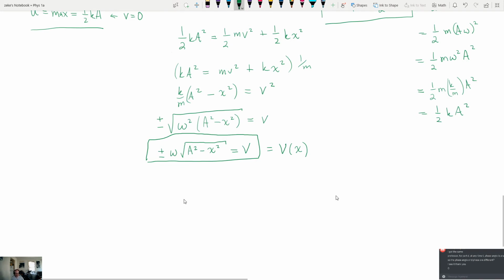I want to say one other thing here too. How else can we write this? We could also write this as a squared is equal to v squared over omega squared plus x squared. That's not so obvious. Okay, I'm not going to bother with it right now. I don't want to get confusing by trying to figure out how this is going to work.